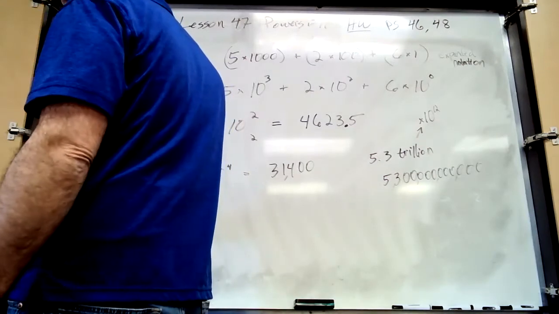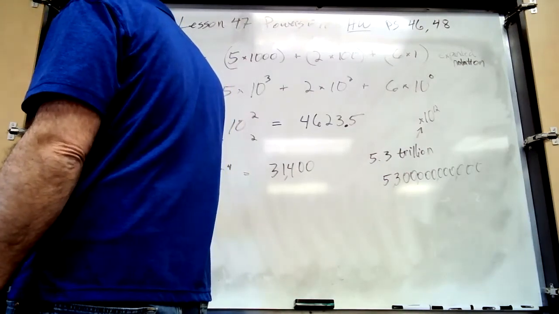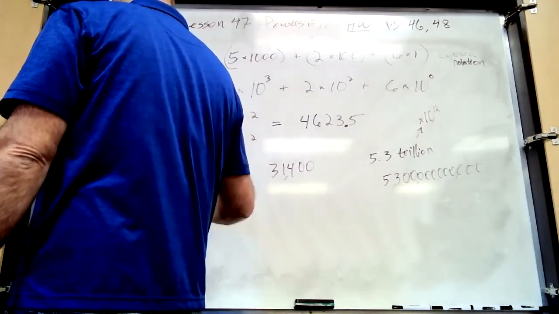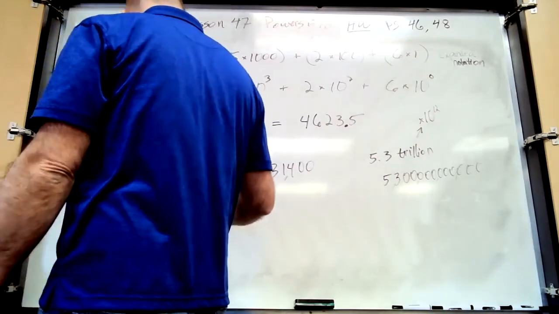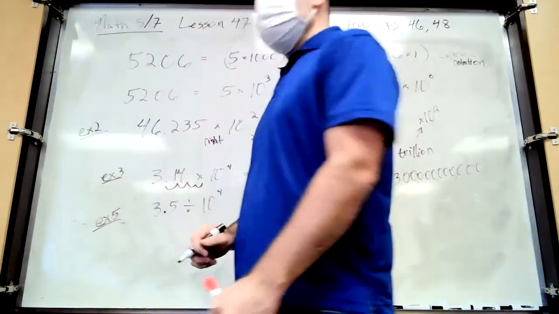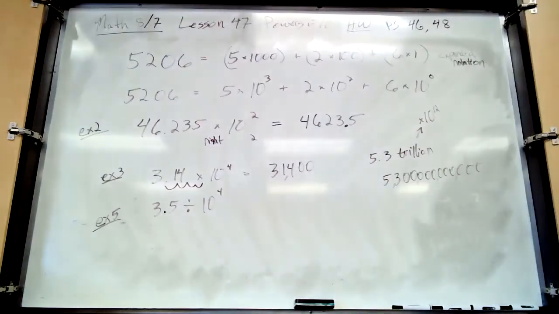Here's just another one, example 5. Let's just move on to example 5. Here's 3.5 divided by 10 to the 4th. Let's see if you guys can do 3.5 divided by 10 to the 4th. Who's got this one?